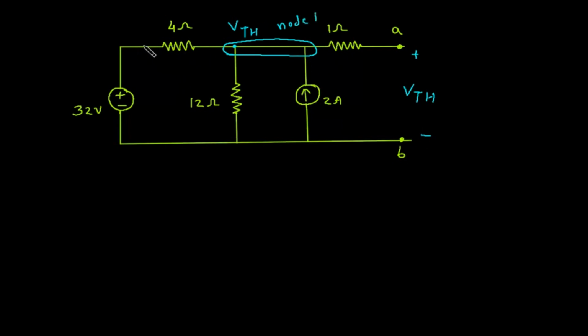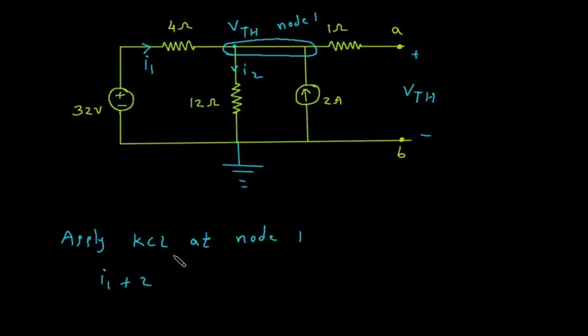Let's assume the direction of current. Let's say this is current I1, this is current I2. This is the reference node. This is open circuited, so there will be no current through this resistance. So now apply KCL at node 1. Entering current is I1 plus 2 ampere. Summation of all the entering current is equal to leaving current. Leaving current is I2.